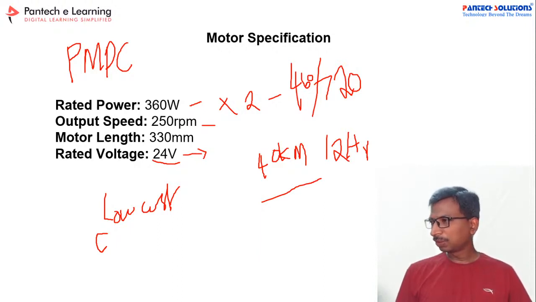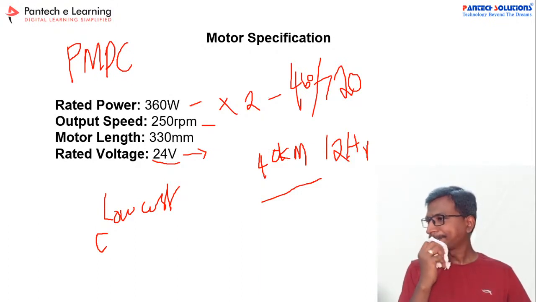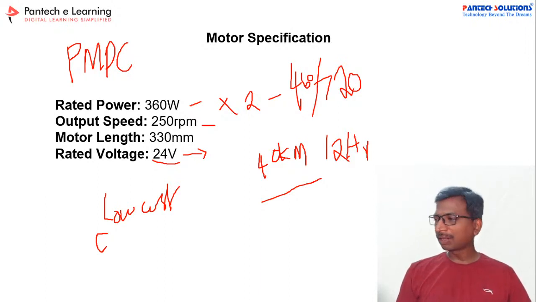So you can choose whatever you want. 24 volt, 30 ampere. I have not calculated, so participants, please come calculate the current rating and then confirm.